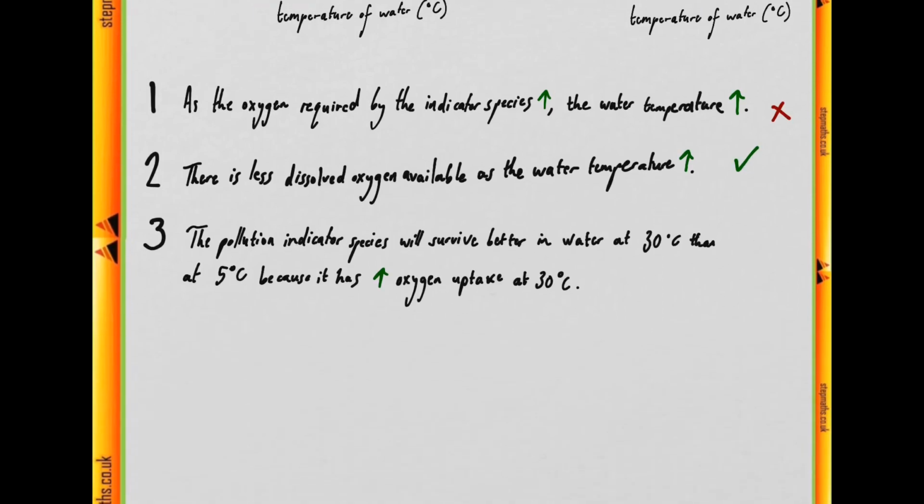So we can say that the power plant is not doing the indicator species a favour by increasing the temperature, but actually making it worse. So we can say our answer is that only 2 is correct, therefore the answer is C.